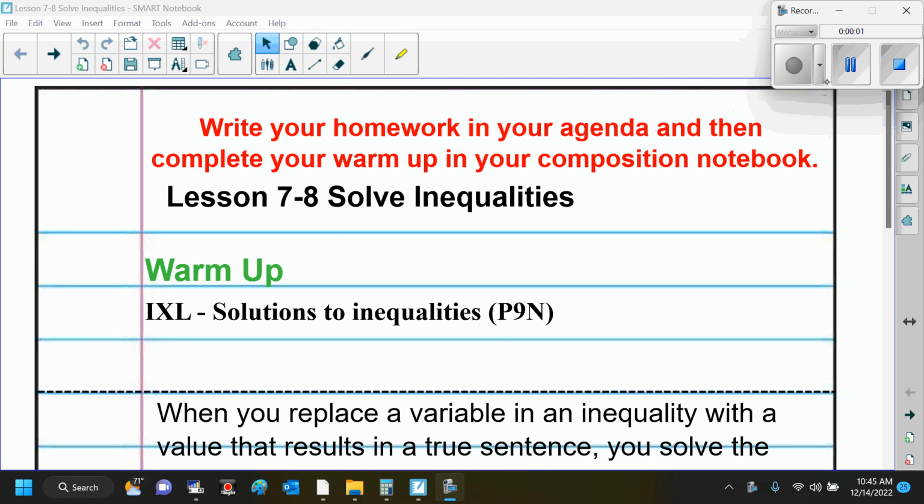Today's lesson is 7-8, which is solve inequalities. Okay? So when you're on the warm-up, the IXL warm-up, you were finding solutions to the inequalities. What you were doing was taking the number that they gave you, putting it into the equation, and then simplifying. If you got a true statement, then you know that the number you substituted in is a solution. If you got a false statement, then that number is not a solution.